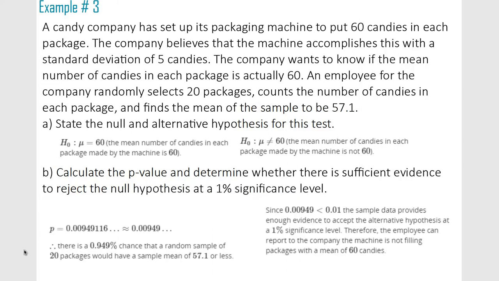So based on that p-value, all right, there is a 0.949, so less than 1% chance that a random sample of 20 packages would have a sample mean of 57.1. Okay, that is a very, very small chance. So there's enough evidence to reject the null hypothesis, since it's less than 0.01, less than 1%. Therefore, an employee can report to the company that the machine is not filling packages with a mean of 60 candies.